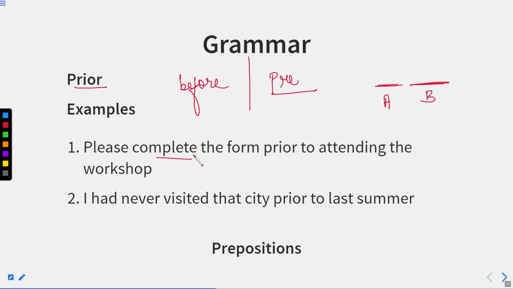Now, please complete the form prior to attending the workshop. It means whenever you go to attend the workshop, you just have to complete the form prior to attending the workshop. I had never visited that city prior to last summer. Prior to last summer means before last summer. So prior to refers to something which happens before another thing. Now let us move to the next one.